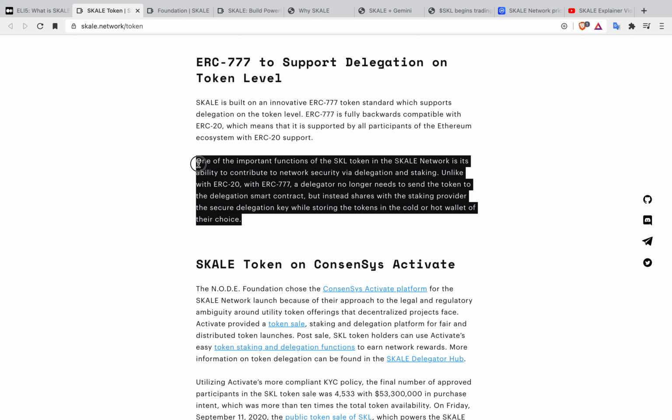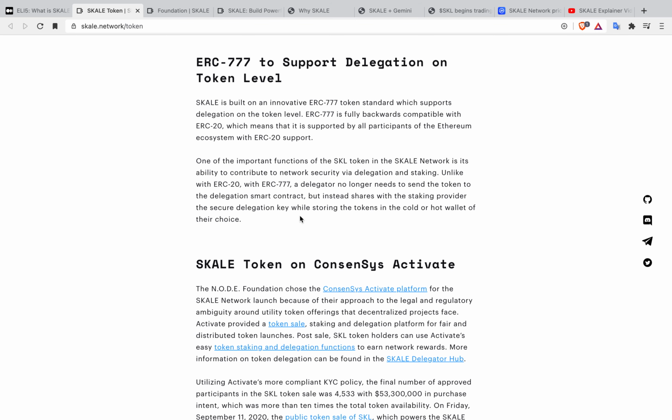But once you read it, you realize, holy crap, that's actually pretty awesome. Because delegators no longer need to send their token to the delegation smart contracts, but instead share with the staking provider the secure delegation key while storing the token in the cloud. I'm not a fan of the cloud, or a hot wallet of their choice.